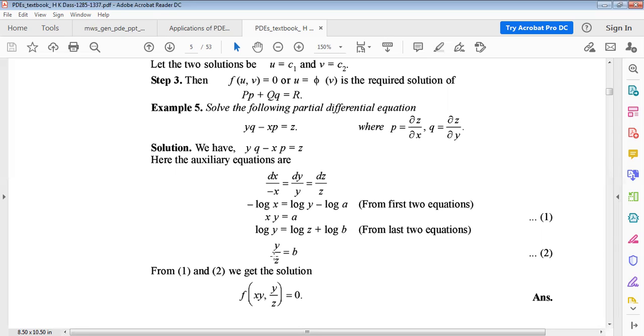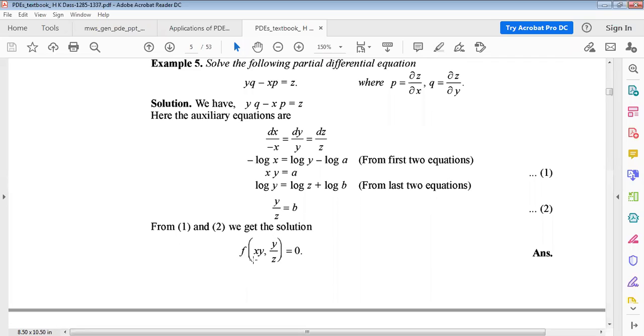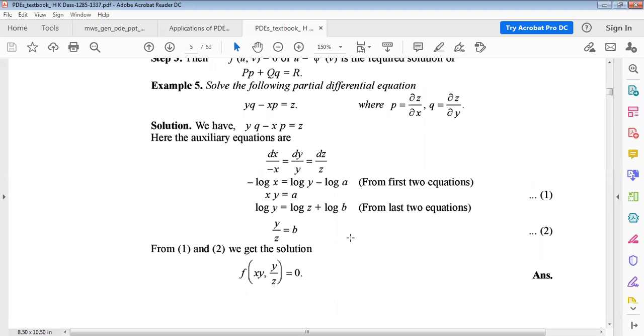So from equations 1 and 2 we can write f of xy, where xy is the first function and y by z is the second function, equals 0. This is the actual result. Understand? Just one example is discussed here.